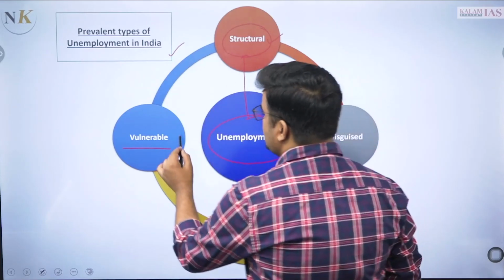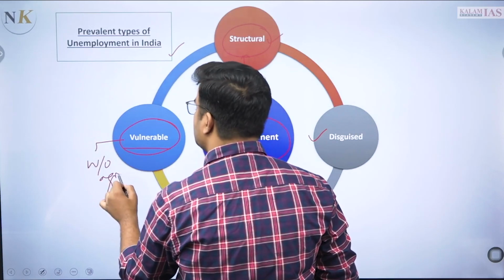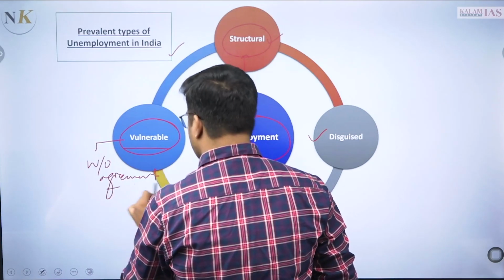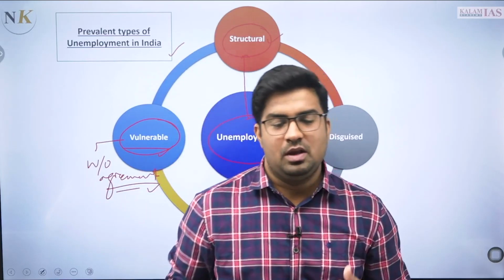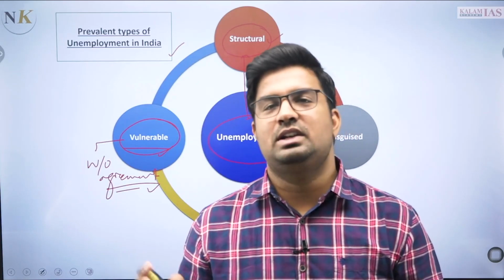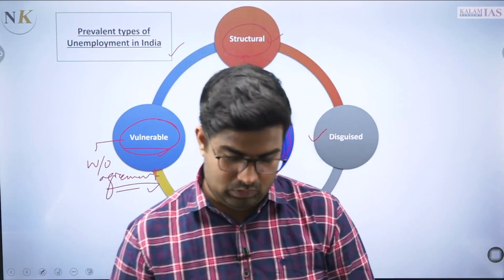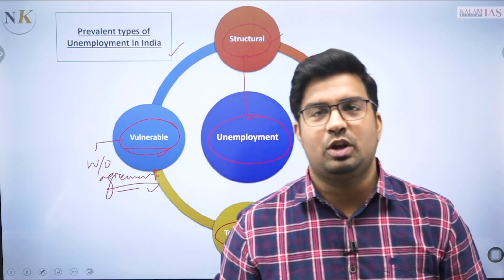The vulnerable aspect talks about work without any agreement, which shows there is no job security. And even with agreements, vulnerability has increased with the passage of time. For example, many tech companies are hiring and firing at a very fast pace. Today, some companies have laid off 13,000 employees in one go, or 30,000 employees in one go. That is also impacting the employment sector of Indian society.